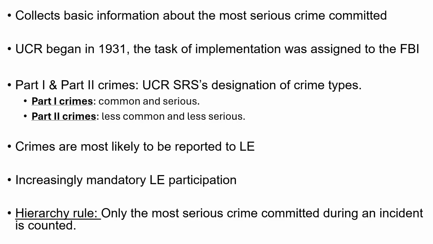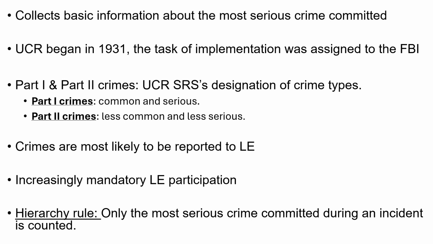Essentially, the UCR began in 1931 and was a result of the Wickersham Commission. President Herbert Hoover convened this commission to address issues of crime in general, and the commission, through its study, recommended and proposed a comprehensive national criminal justice statistical program to measure crime, and that's where the UCR came into play, and they developed the Uniform Crime Report.